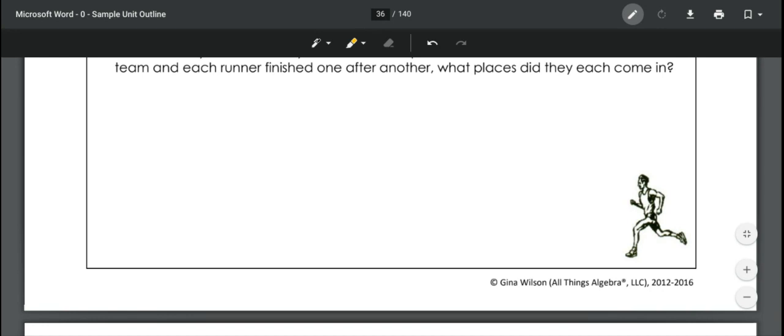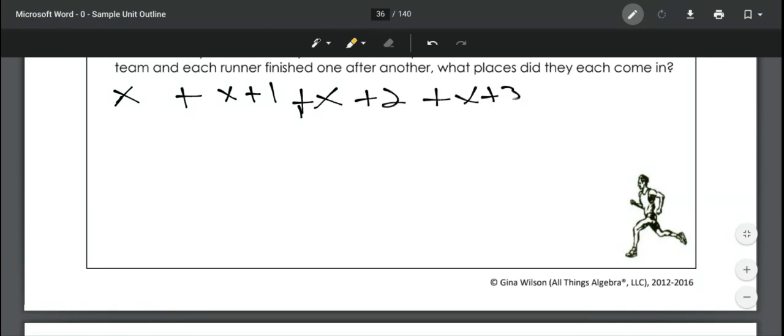So you have your first person, x, and then x plus 1 is your second person. We'll put a plus sign there. X plus 2, that's your third person. Here's your fourth person. Here's your fifth person. So we have 5 runners, yep. And then their scores added to 55.